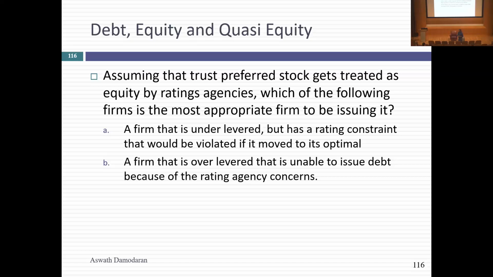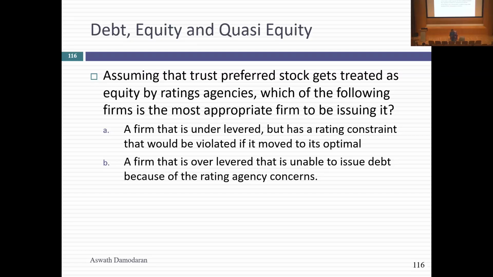Which of these two companies will potentially create less damage to itself? Or which of these two companies would you advise to take the trust preferred? The company that's holding back because it is a ratings constraint, or the company that is holding back because it is a cash flow problem?